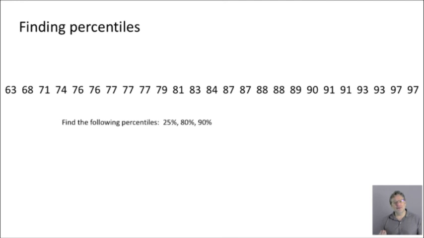And what would be the minimum and the maximum? The minimum would be the 0th percentile. There's nothing that's less than the minimum. And the maximum would be the 100th percentile, because everything is less than the maximum.